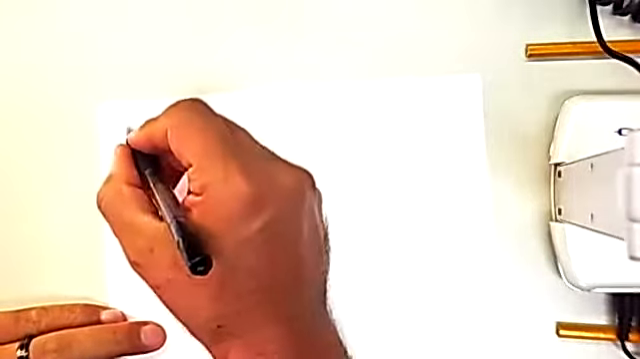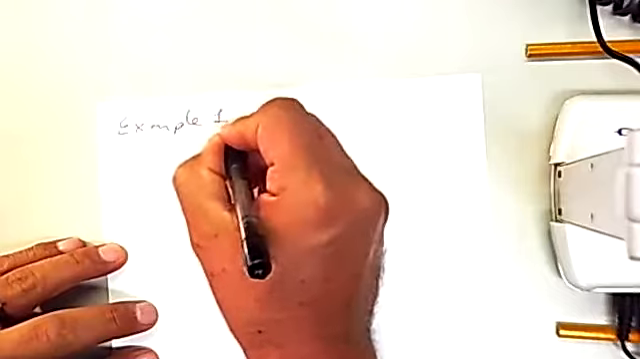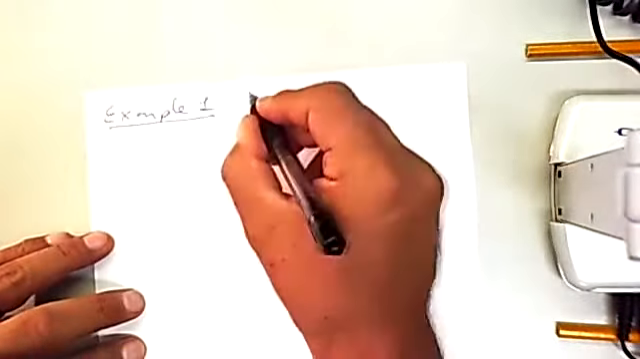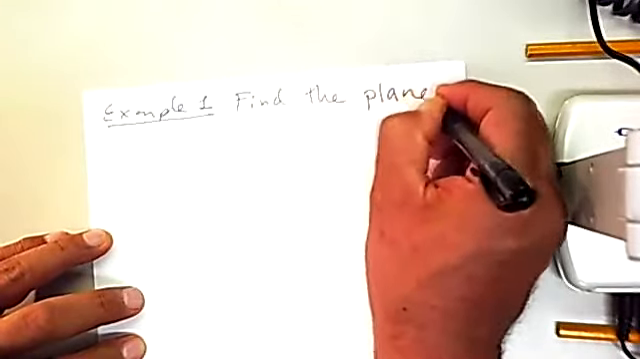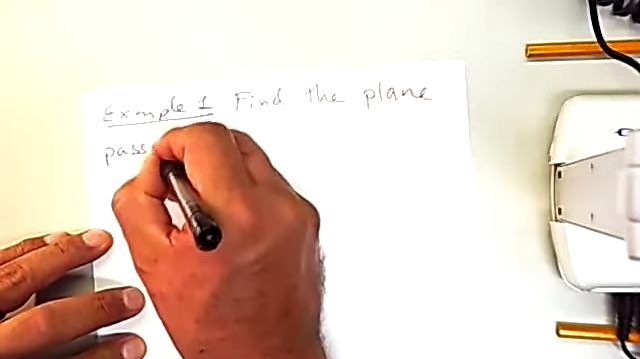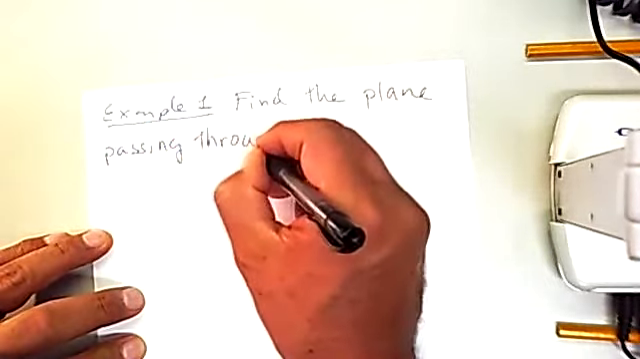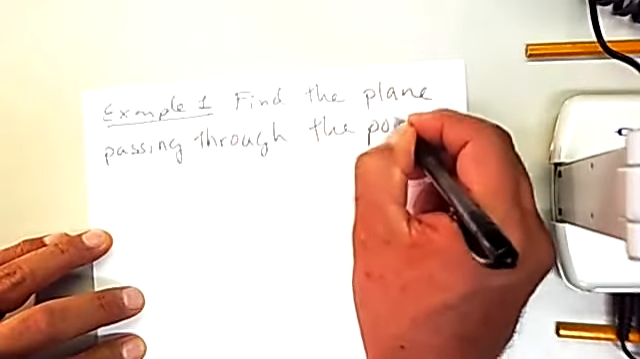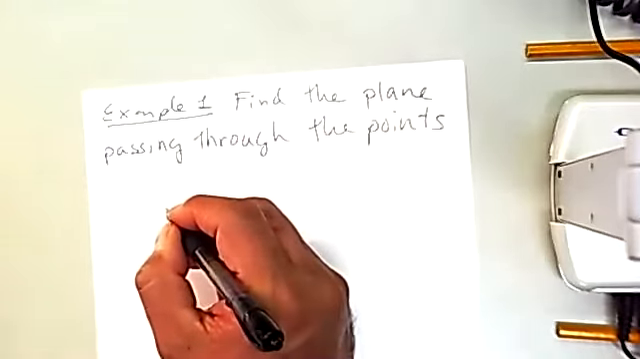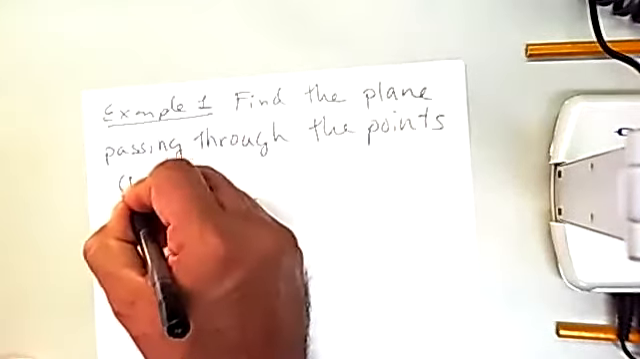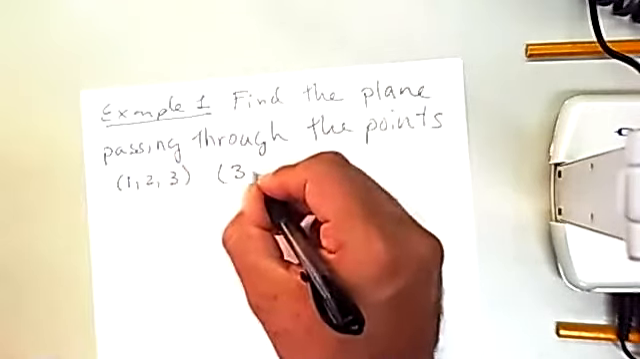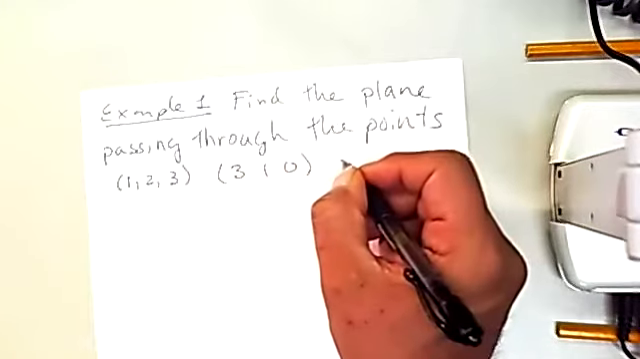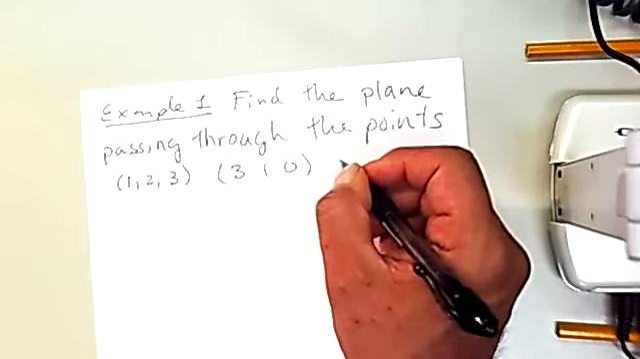Let's do an example of finding a plane. So let's call this example 1. We're going to find the plane passing through the points 1, 2, 3, 3, 1, 0, 7, -3, -2.